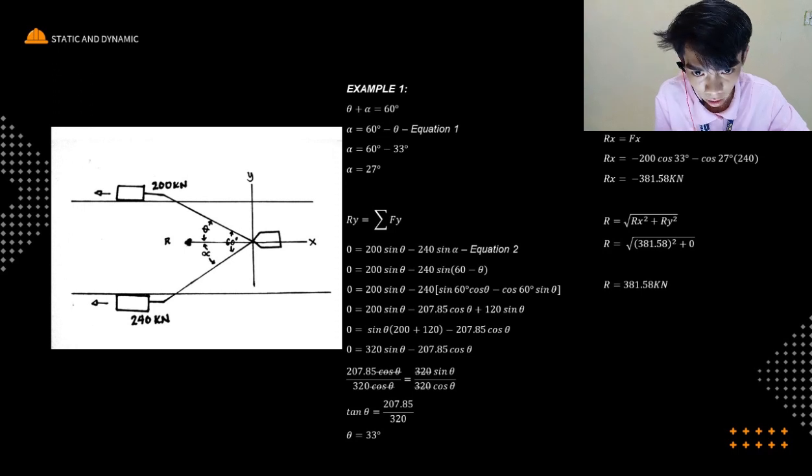Combine like terms. 200 sin theta minus 207.85 cosine theta plus 120 sin theta. So, pwede natin na mapag-isa yung dalawang sin. Bali, magiging sin theta times the sum of 200 plus 120 minus 207.85 cosine theta. So, 0 is equal to 320 sin theta minus 207.85 cosine theta.